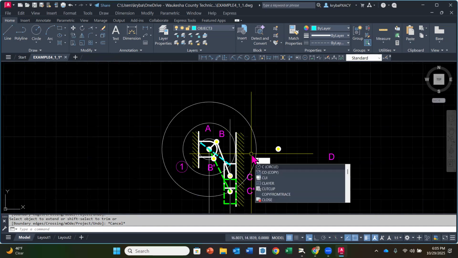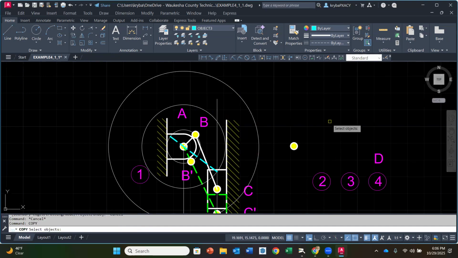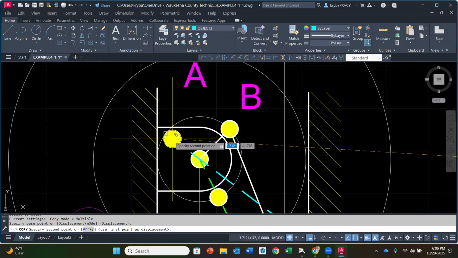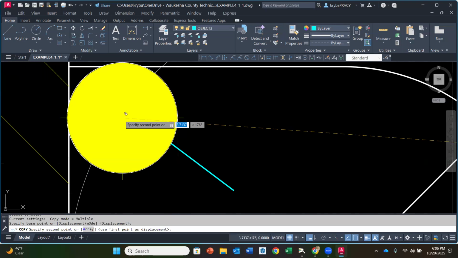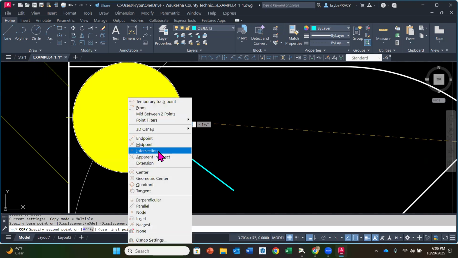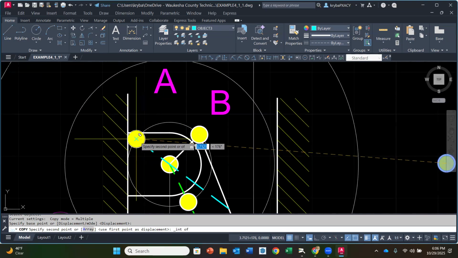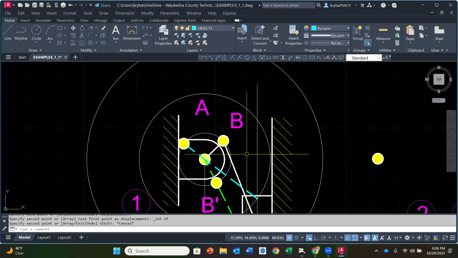So now I'm going to copy from the center here to the intersection. Where is it? Intersection. There we go. Okay. And then that is going to be B prime prime.